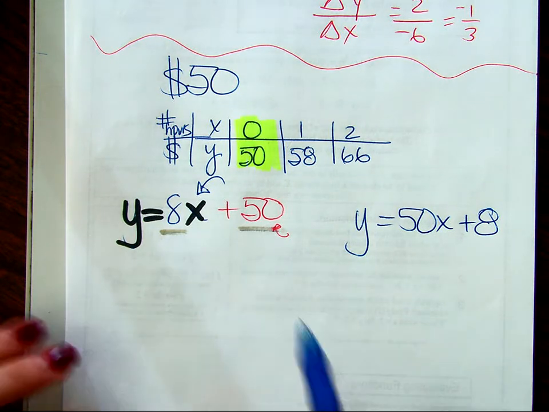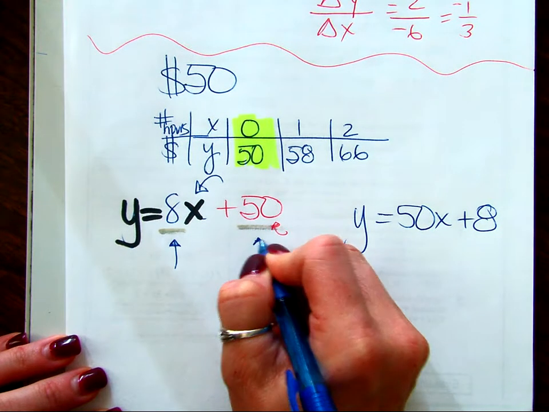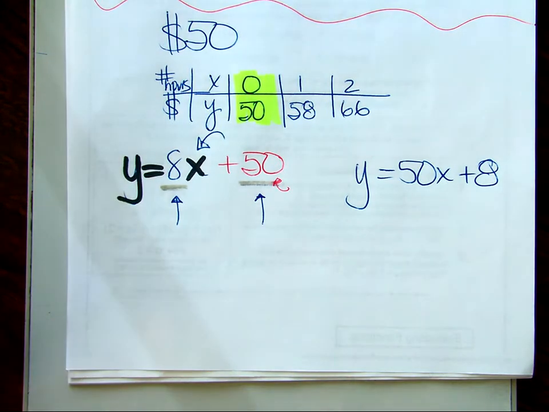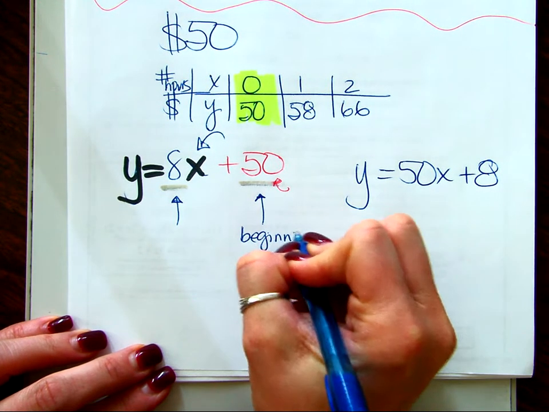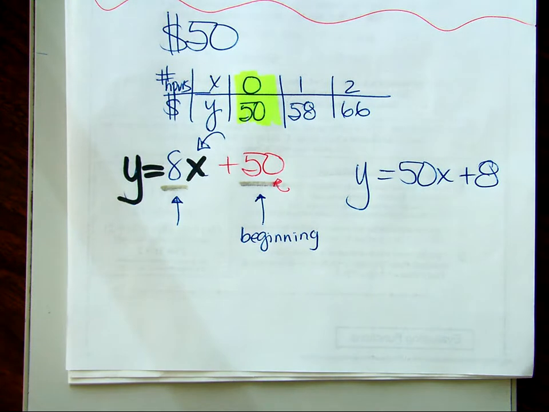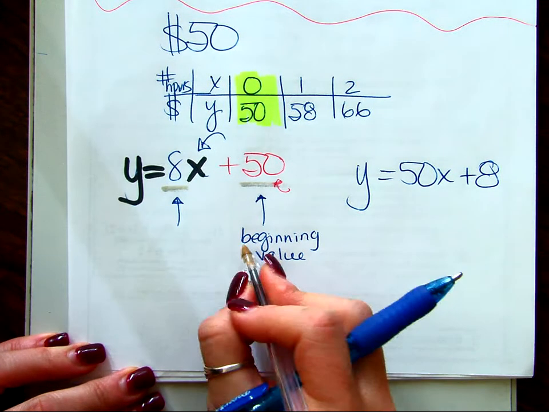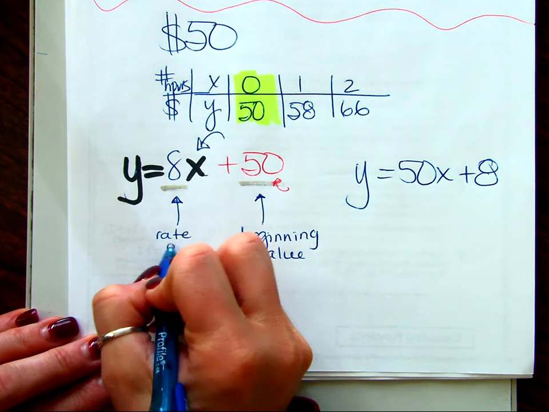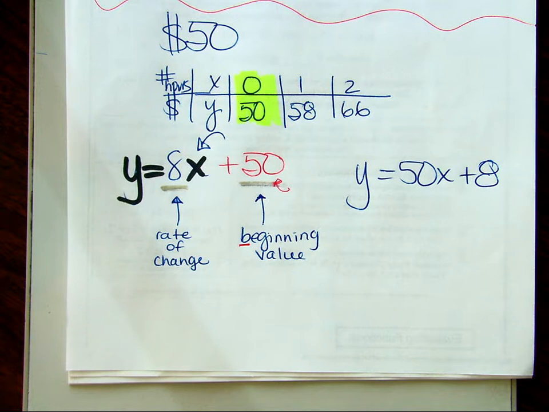So I want you to write this equation, and I want you to point to these two spots. The number in this spot we call our initial value, our beginning value. So go ahead and put beginning, because that B is going to come back into play in a minute. Beginning value, and I want you to underline the letter B. And this is, as you know, my rate of change. Okay. And you just have to know where to put it.